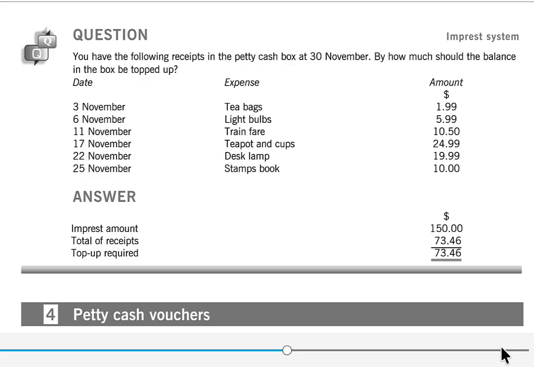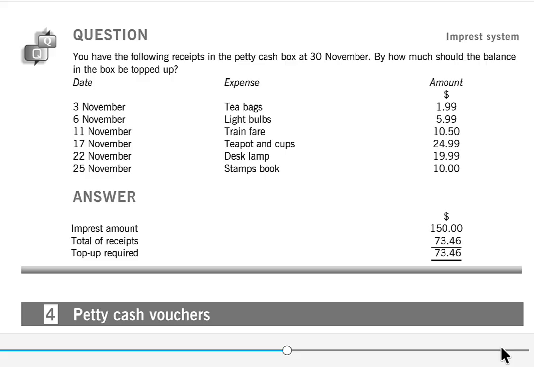This is an imprest system question. That means the petty cash float is fixed. So at the end of the month, we always top up the petty cash tin back to the imprest amount. In this question, the imprest amount is $150. So our target is always to bring petty cash back to $150.